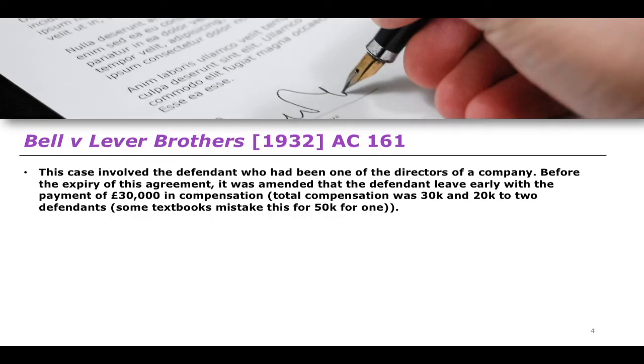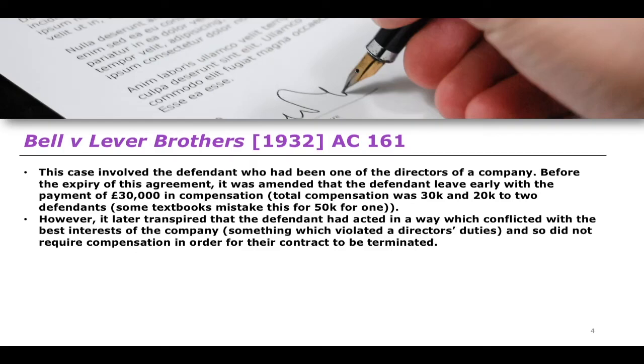Some textbooks mistake this for £50,000 for one defendant. In fact, a couple of the textbooks that I looked at made this mistake. In reality, it was a compensation of £30,000 and £20,000 to two different defendants rather than £50,000 to one. Simple as that.